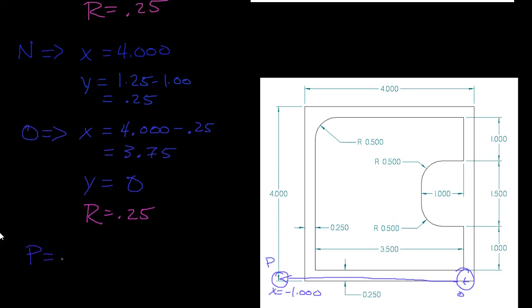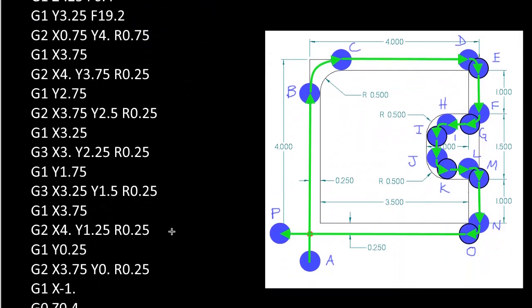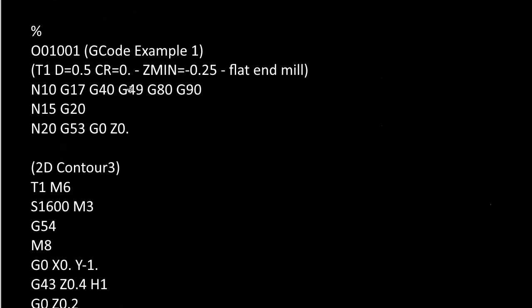So P is at x equal to negative 1.000, and y is equal to 0. All right, and it's a straight line, so it doesn't need a radius value that goes through these 2 points. So that's it right there. Okay, so let's take a look at this code here. So I have a nicer drawing here of the tool going from point A through P all the way around here. Okay, so let's take a look at the code here.